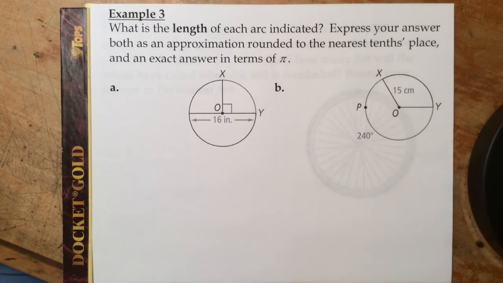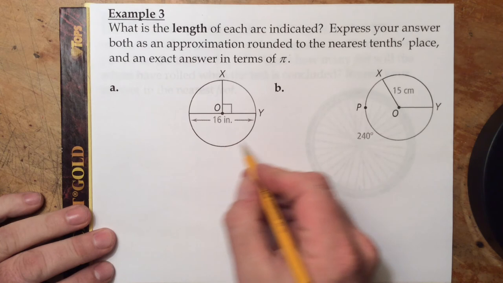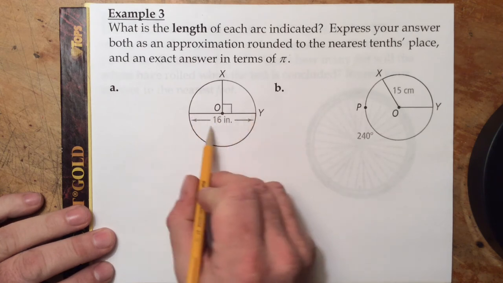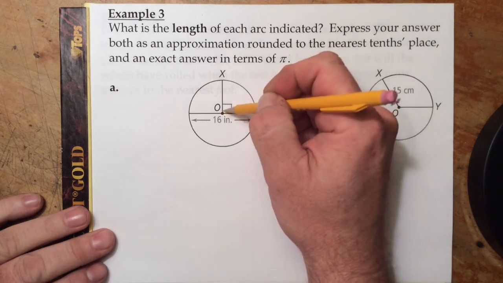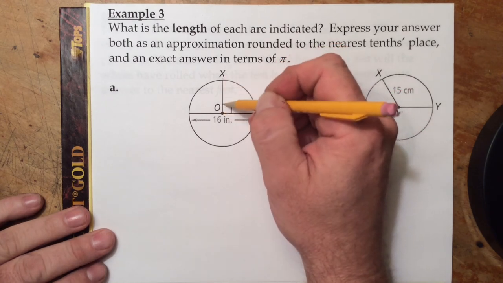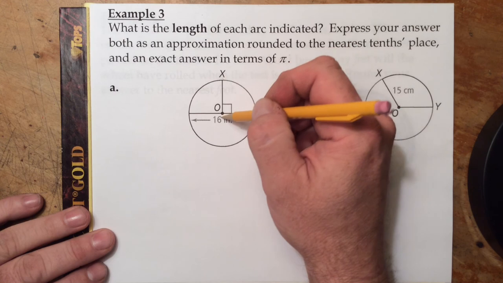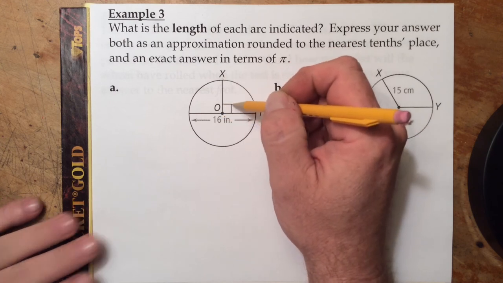Example 3. What is the length of each arc indicated? Express your answer both as an approximation rounded to the nearest tenth place and an exact answer in terms of pi. Part A. Here we have circle O, and we've got a diameter. We're given the diameter's length. We also have a radius, OX. It happens to be that angle XOY is a right angle.